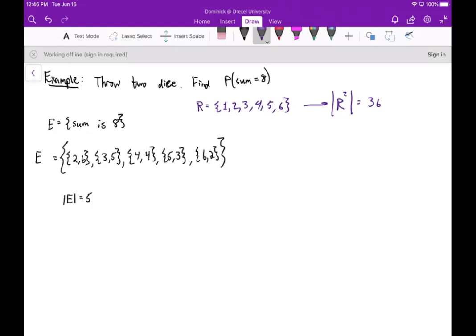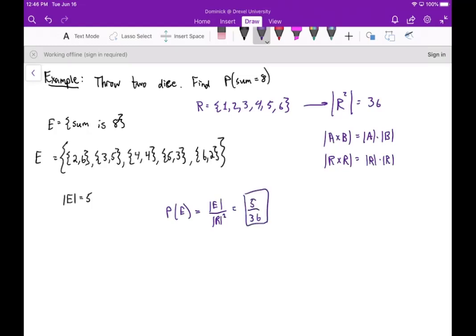We showed before that A cross B has the same cardinality as A times B. So in this case, we're just stating that R cross R is the same as R times R. So our R squared is 36, and therefore the probability of the sum being 8 is the size of E over the size of R squared. We get 5 over 36 as the probability that they sum to 8.